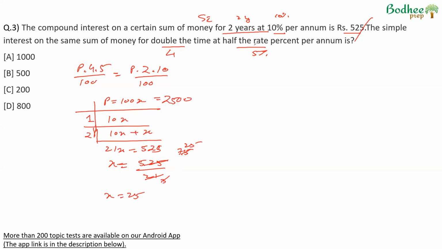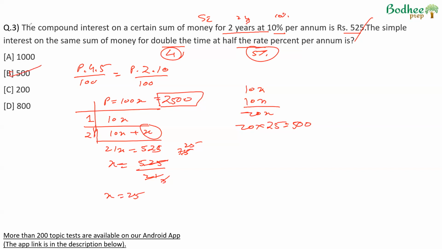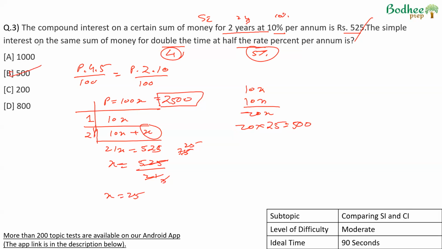Or what we can simply say is the simple interest for 2 years at 10% will simply be 10x and 10x. This part will not be there. So 20x. So 20 into 25, which is 500, or we can take principal as 2500, take the time as 4, rate as 5%, and calculate interest, will still come out to 500. Basically, it was about comparing SI and CI because the numbers are not very difficult. Let's say moderate level of question, solving time maybe 1.5 to 2 minutes.